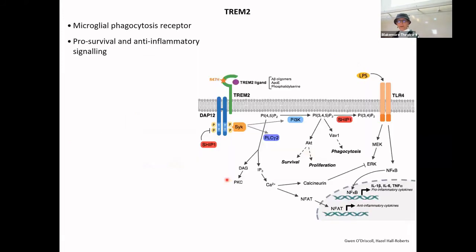So TREM2 has been the focus of a lot of interest amongst immunologists who are interested in Alzheimer's. It's a phagocytosis receptor, and it's a single membrane pass receptor with an IG-like domain, and the R47H mutation lies within that extracellular domain.